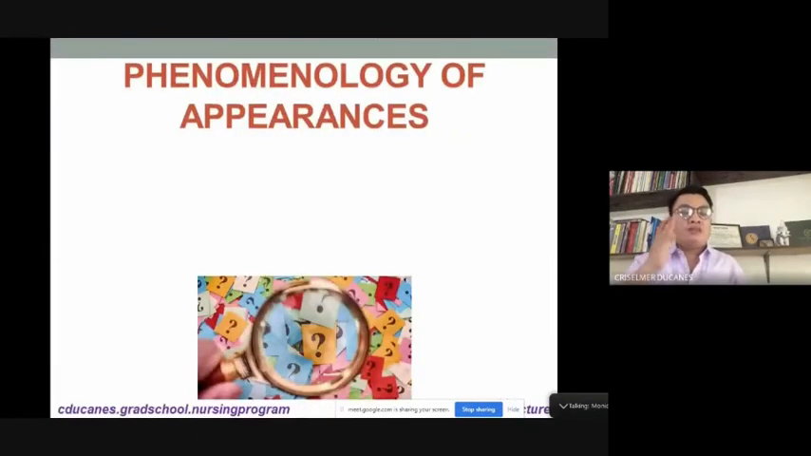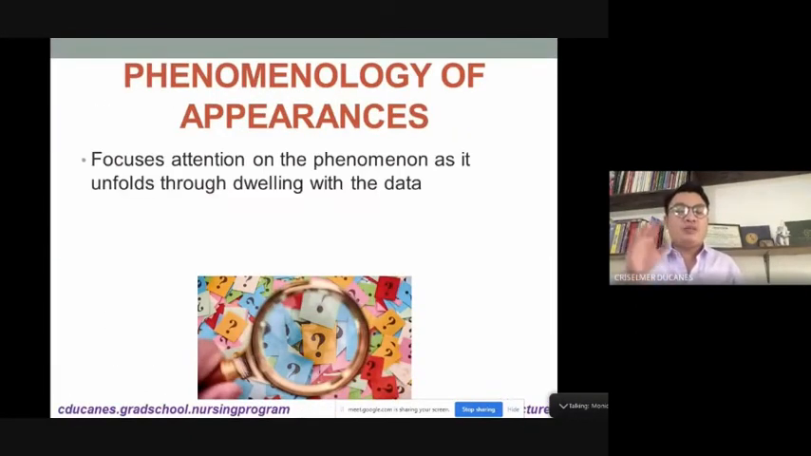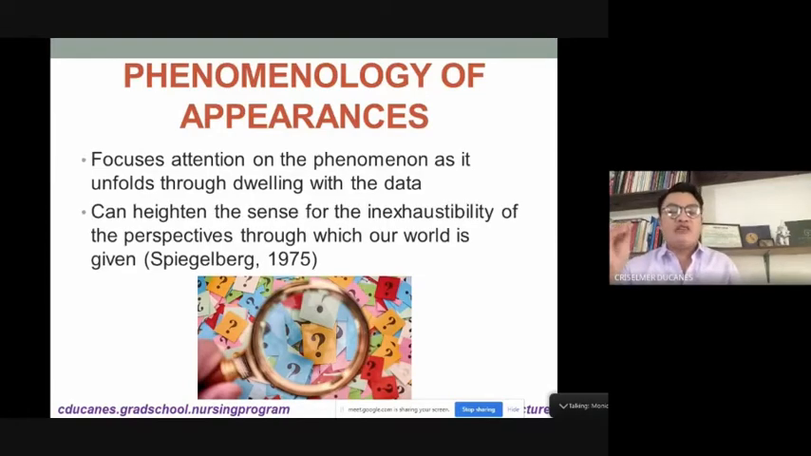Then after that, phenomenology of appearances. Okay? When we say phenomenology of appearances, it focuses attention on the phenomenon as it unfolds through dwelling with the data. It can heighten the sense of inexhaustibility of the perspective through which our world is given. Okay? So this is more on the interpretation stage or interpretation phase of your phenomenological study. Okay? So in interpreting your phenomenological study, you should not focus on one aspect only. Okay? You should focus on the different angles of how the data presents itself.